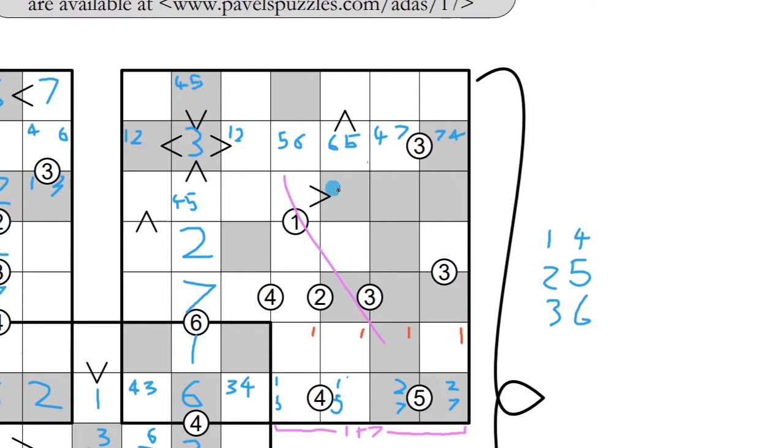But no, there's no 5 here or here. Therefore, this is 4 or smaller. 4, 3, 2, 1. No, okay, no 5s there. Did I just get rid of something? I don't know. No 7s there. No 5s there, no 7s there.